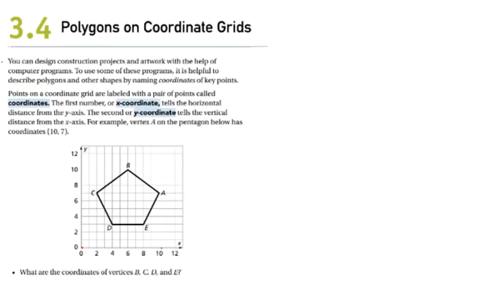It says points on a coordinate grid are labeled with a pair of points called coordinates. The first number, or x-coordinate, tells the horizontal distance from the y-axis. So remember again, horizontal is going this way. The second, or y-coordinate, tells the vertical distance from the x-axis. So we got the y-coordinate, keep in mind, that runs vertical.